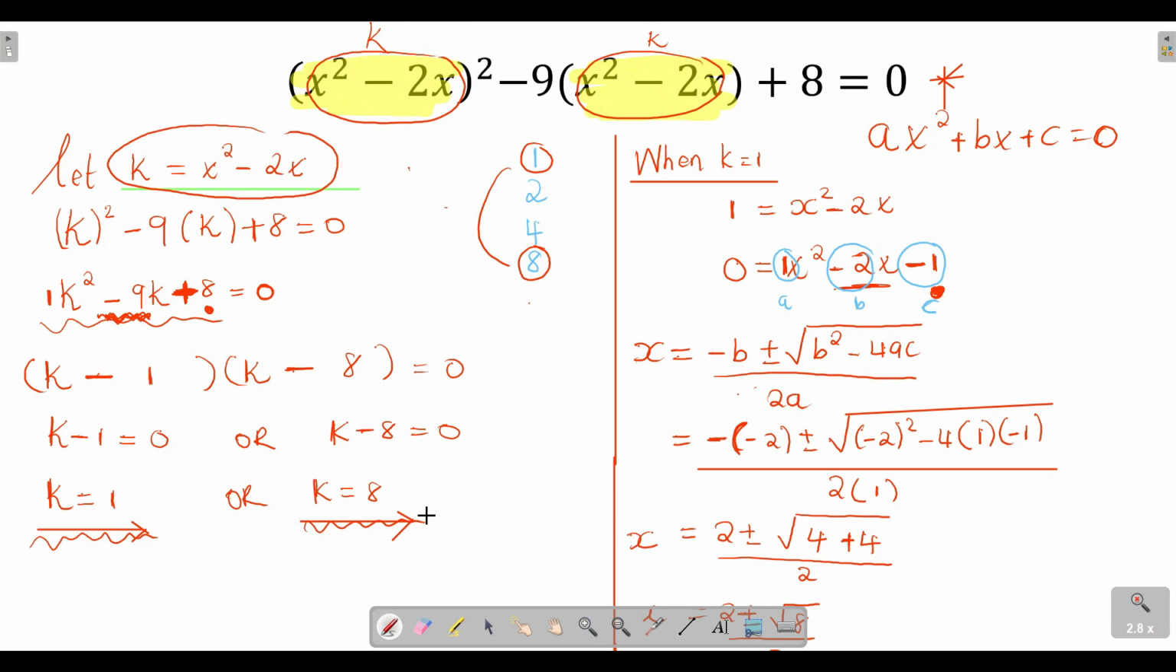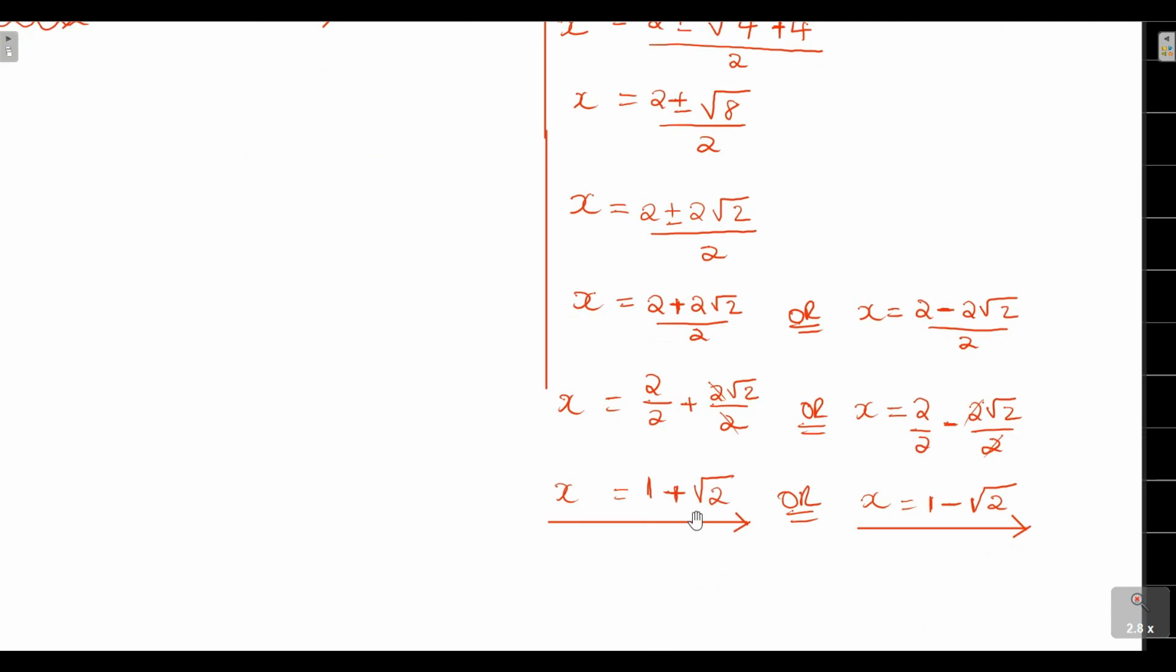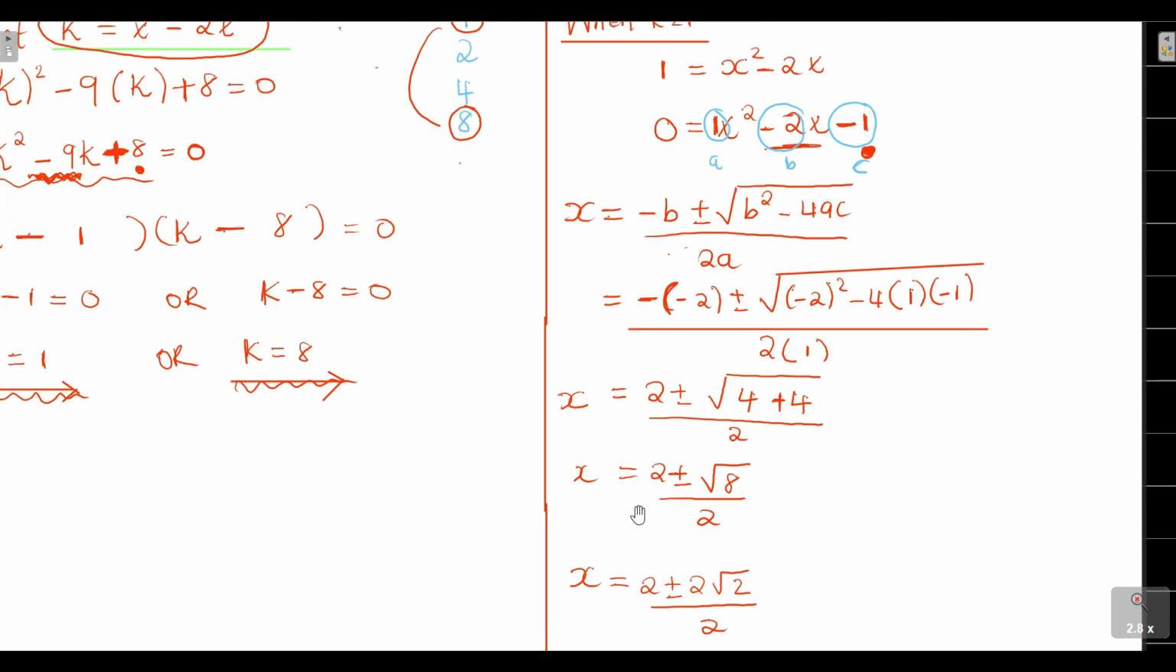Guys, please also, in your exam, just punch these values into your calculator so that you don't make mistakes. I'm just doing this for the purpose of you understanding how your calculator gets to a final answer of 1 plus square root 2 and 1 minus square root 2, so that you also understand the mathematics that happens for you to get this as your final answer. From right here, you can just put this into your calculator and get the answer.